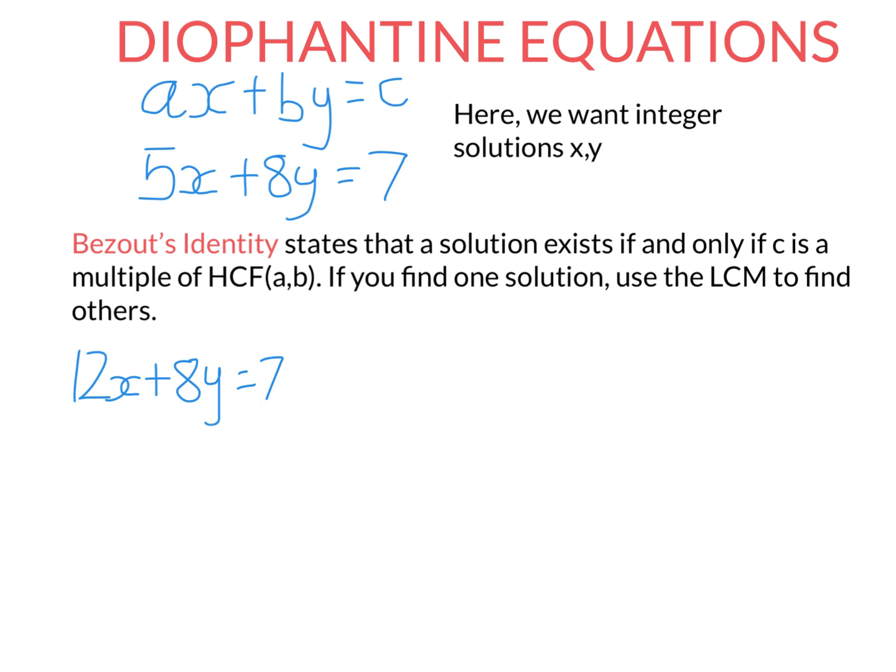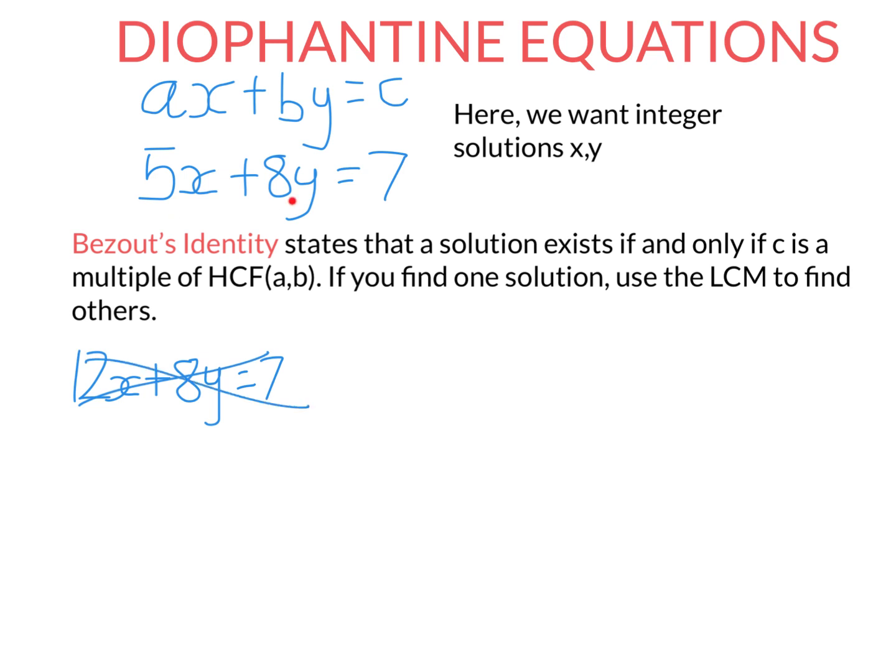So 12x plus 8y equals 7 has no integer solutions. Why is that? Well, just think of it like this. 12 times an integer would be even. 12x would be even for any integer x. 8y would be even for any integer y. It's impossible that we can add together two even integers and get an odd integer. So in terms of Bezout's identity, the highest common factor of 12 and 8 is equal to 4. 7 is not a multiple of 4. That's why this equation would have no solution.